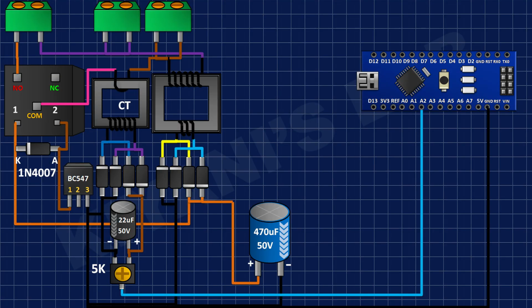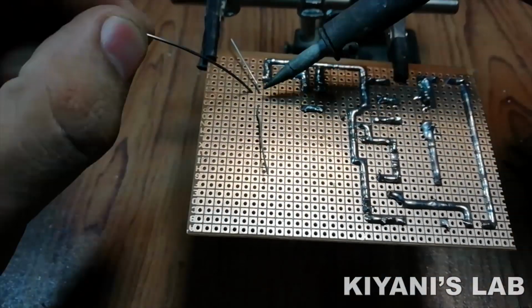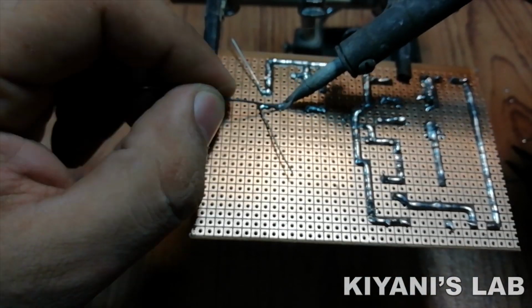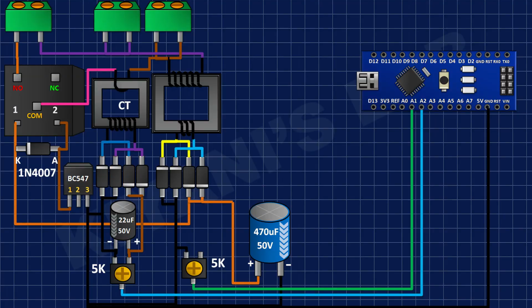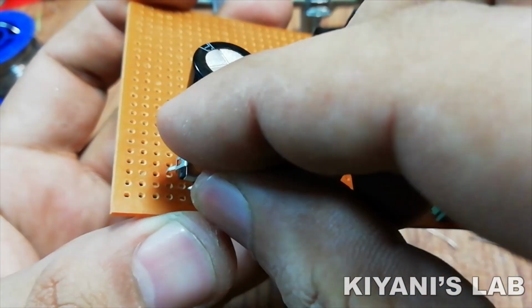Then I connected positive pin of 470 microfarad capacitor to positive of bridge rectifier and its negative pin to ground. Then I connected pin number 2 of a 5K TRIMPOT to pin A2 of Arduino and its pin number 3 to ground.